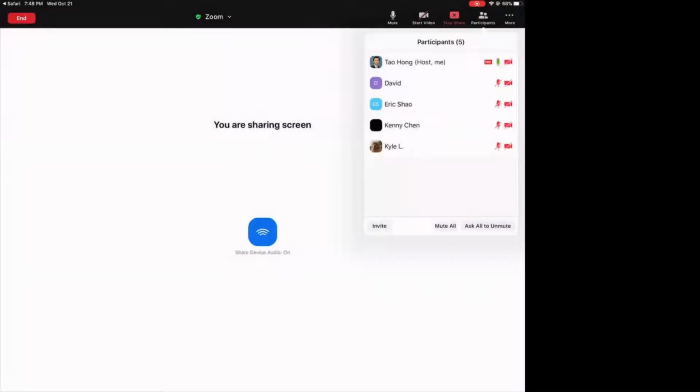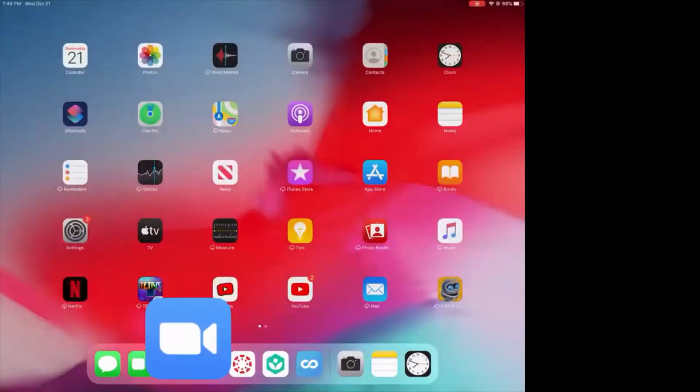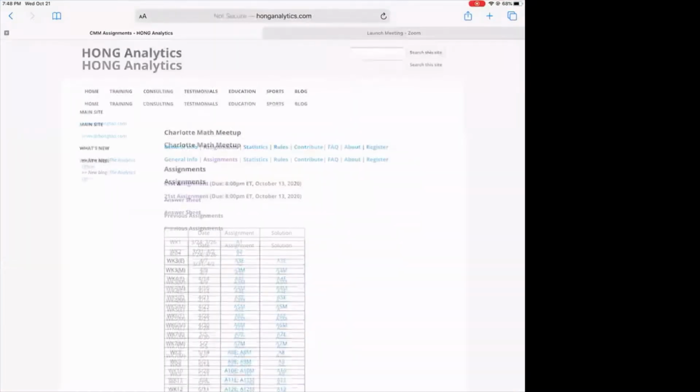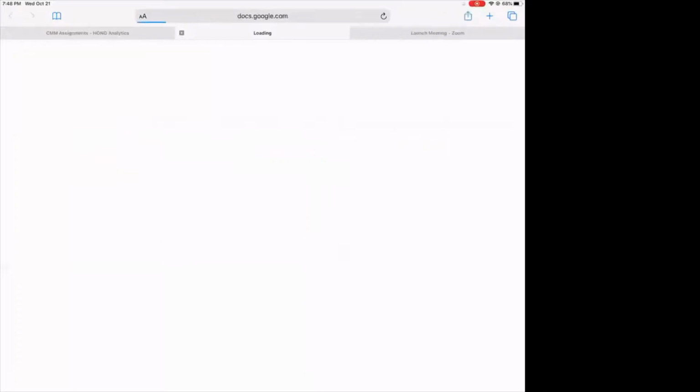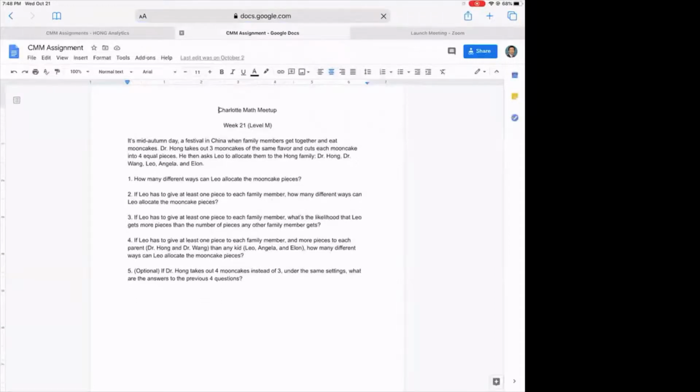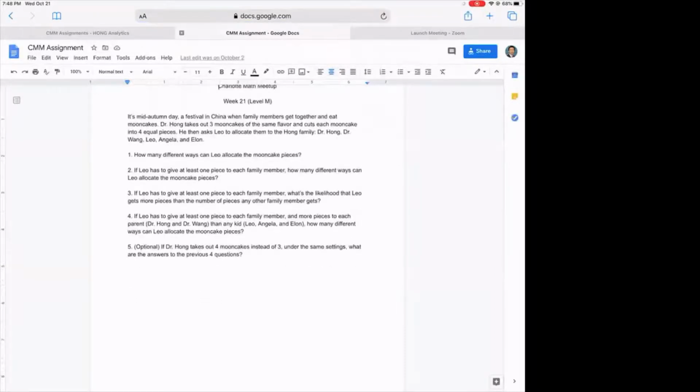Okay, so I think all of you were in the session last week, right? So you're all familiar with the method we talked about to share the mooncake, the stars and bars. All right, last time we discussed problem 1 and 2. Okay, so today we're going to go over 3 and 4.